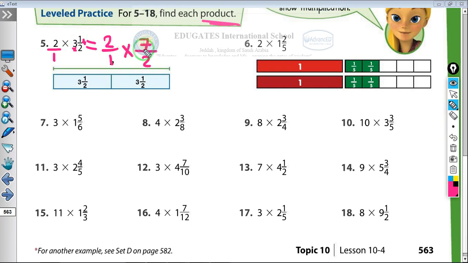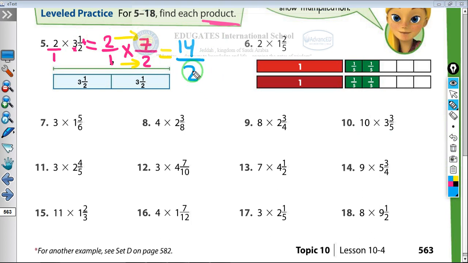Okay? Now we have normal fractions. We will use multiplication. Show us the way, teacher. Here multiply and here multiply also. Here, 2 times 7 is 14. 1 times 2 is 2.